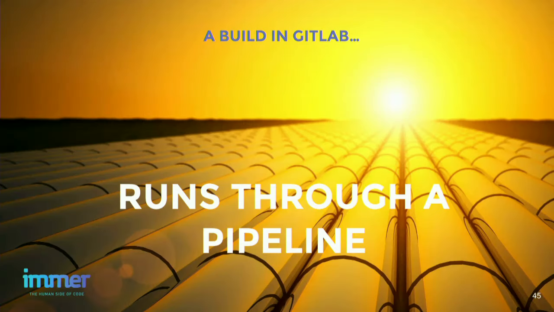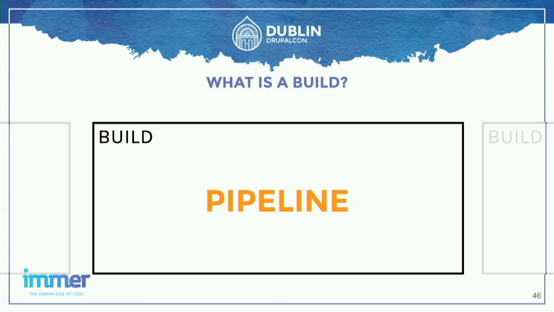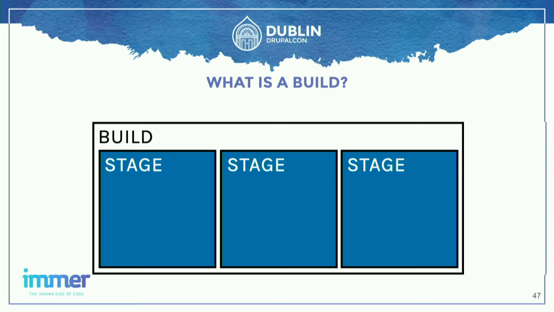So a build in GitLab runs through a pipeline, and that pipeline is the same for the same project over and over again. So you can specify what that pipeline looks like on a per project basis, and then that pipeline is the same throughout all your builds. So of course you can have multiple builds for the same project, and those builds run through that pipeline. A pipeline consists of one or more stages. And it's important to remember that these stages run in serial, which means that the first stage is run, and when it is completely finished, then the second stage will run, and finally the third stage. So you can have a dependency mechanism inside your build process.